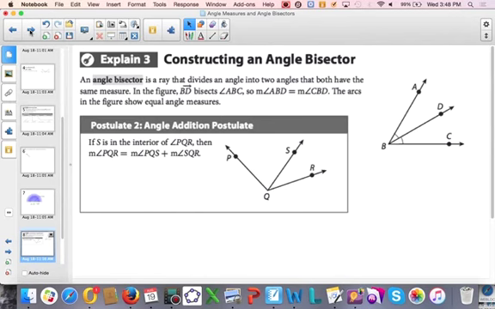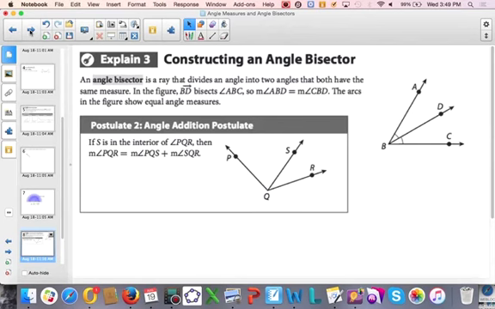In the last lesson on segments, we talked about what a segment bisector is. It's something that passes through the midpoint of a segment. Remember what a midpoint is. It divides a segment into two equal parts. Well, an angle bisector does the same thing for an angle. It divides it into two equal parts. It divides it into two angles having equal measure.